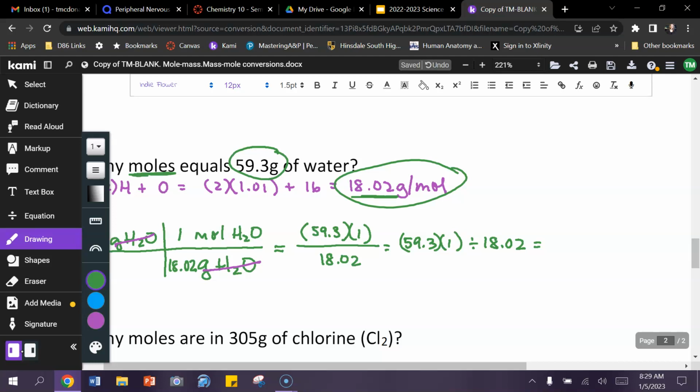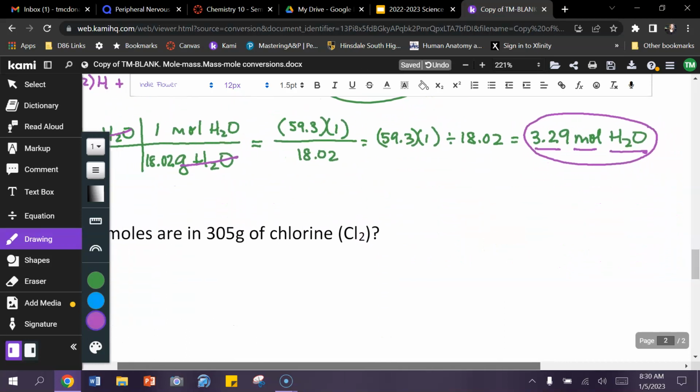And when we perform that math calculation, we would get 3.29 moles of water. And again, circle your answer, and remember that your answer for full credit needs to have the number, the unit, the compound.